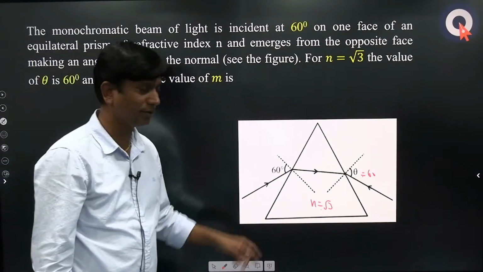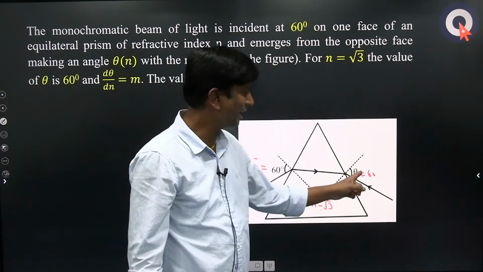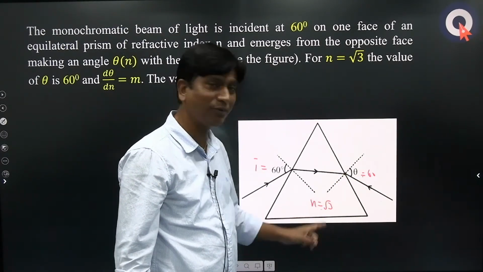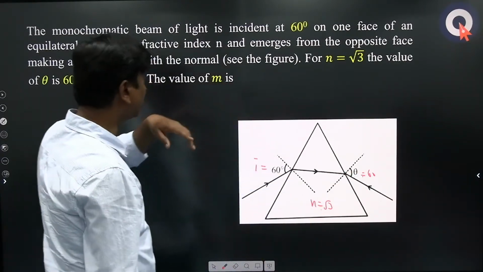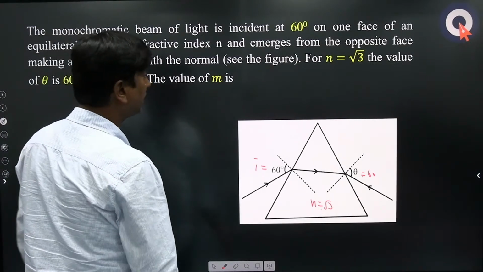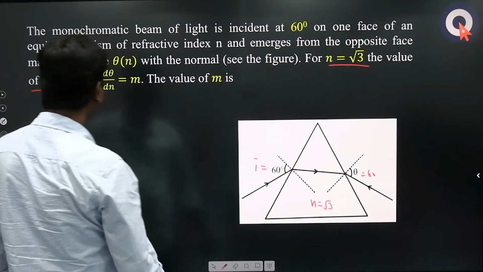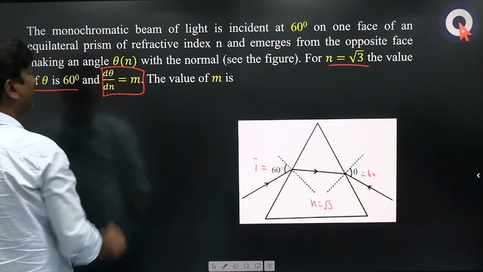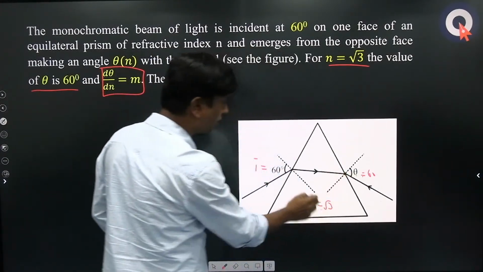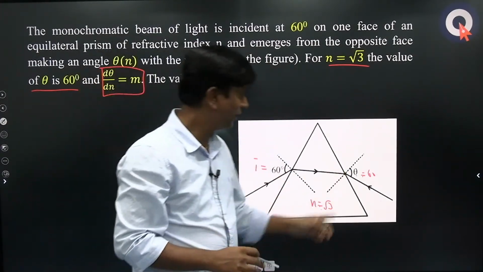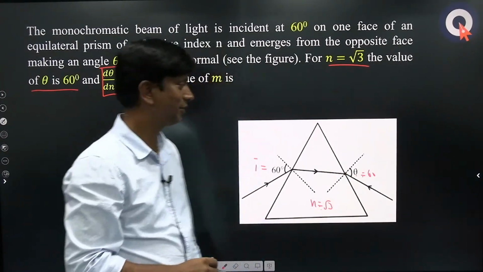Of course, I is fixed. But definitely the angle of emergence will depend on the value of n, right? As this is changing, this will also change. So how are they changing? For a particular case, when n is √3, then it is 60, that's confirmed. Then how is it changing? d theta by dn at that instant, how theta is changing with respect to n. So d theta by dn, that they are asking.